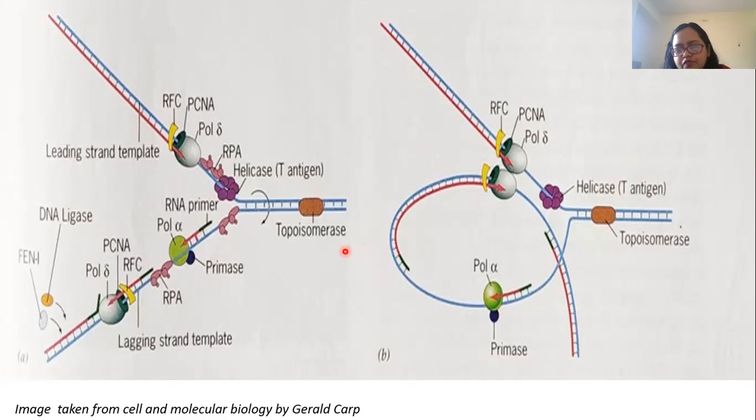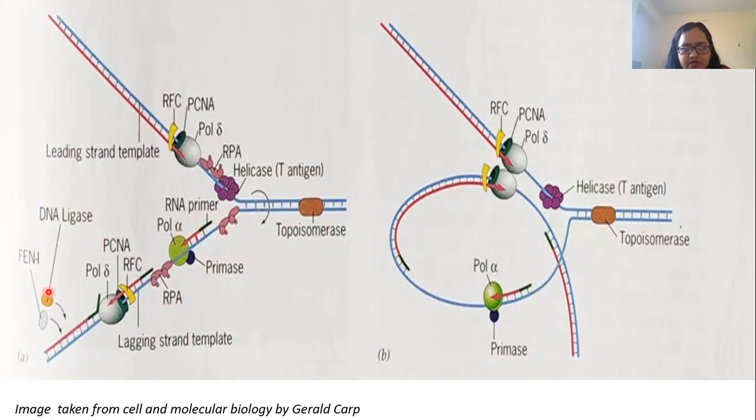In the case of eukaryotes too, the synthesis of DNA is semi-discontinuous, meaning it is continuous on the leading strand, while it is discontinuous on the lagging strand. Hence we say DNA replication is semi-discontinuous in eukaryotic replication. And this brown shape you can see is a topoisomerase. As the replication fork moves, the torsional strain or supercoils are removed with the help of the topoisomerase enzyme.